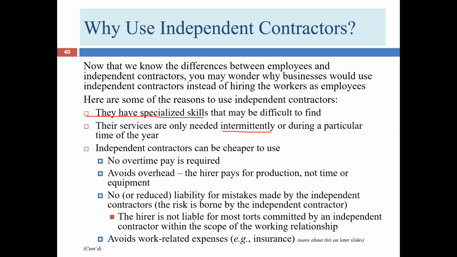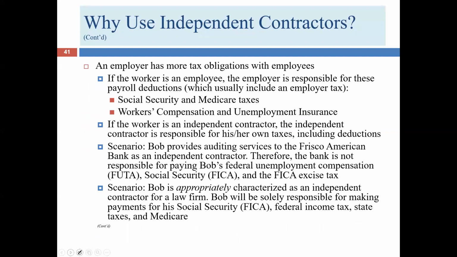The hirer is not liable for most torts committed by an independent contractor within the scope of the working relationship. That's a general rule, but there are some notable exceptions to that. And then, of course, there are other work-related expenses, such as insurance, that you're going to have to provide for your employees in some cases, that you don't have to provide for independent contractors. And there's obviously reduced tax obligations.